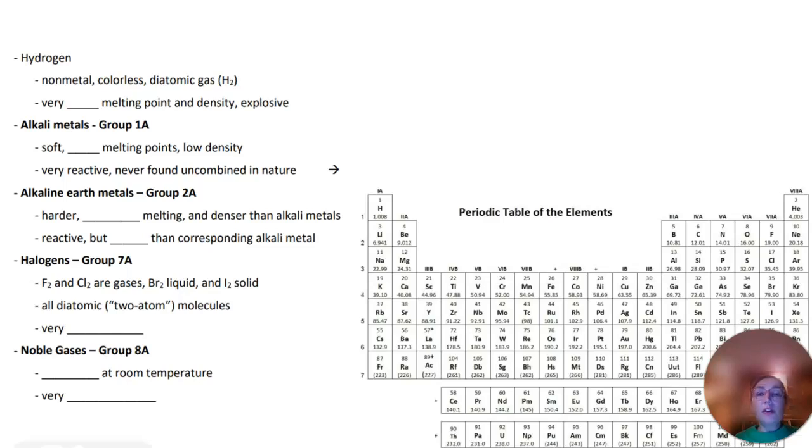Okay, so what next? Well, hydrogen is really kind of different, right? I mentioned that hydrogen is kind of an oddball here. It's a non-metal over in metal land, right? In a metals world. So this non-metal is colorless, it's diatomic, it comes as H2. It has a really low melting point and density, and we know it's really explosive, right? It's really flammable. Everything else in this column is called the alkali metals.